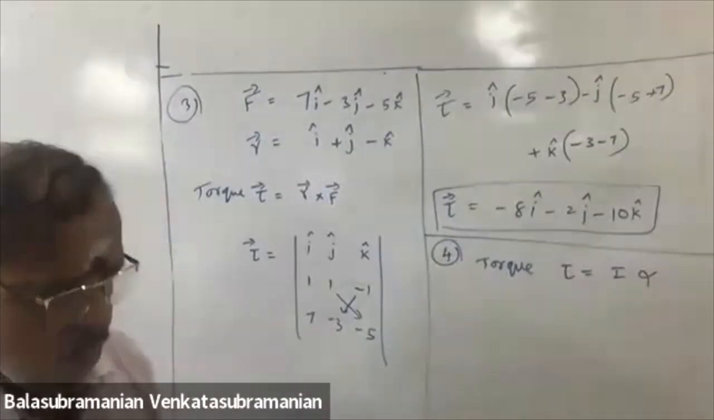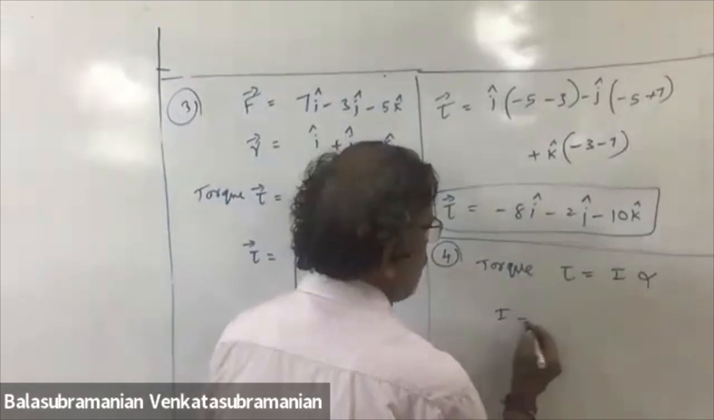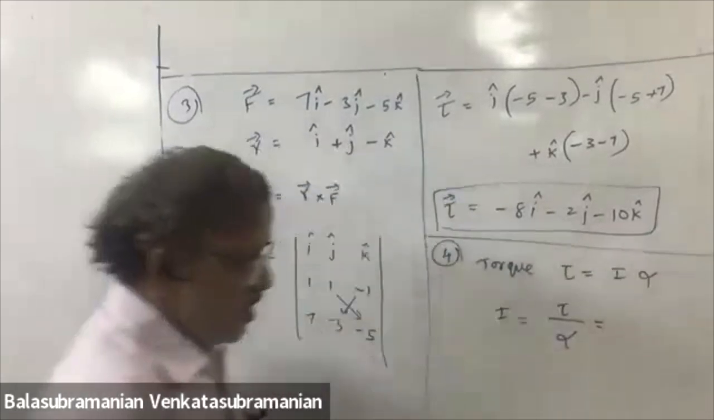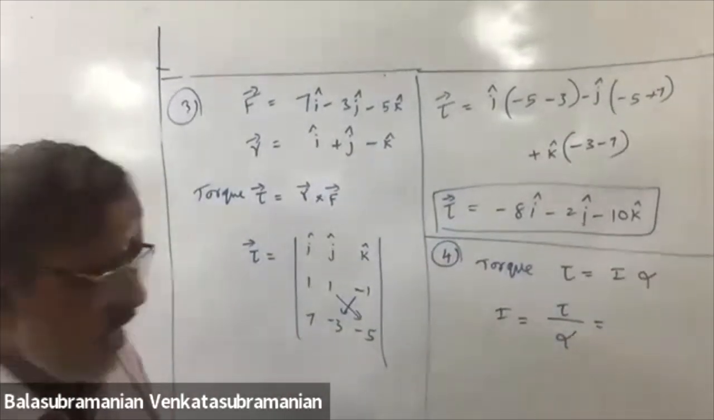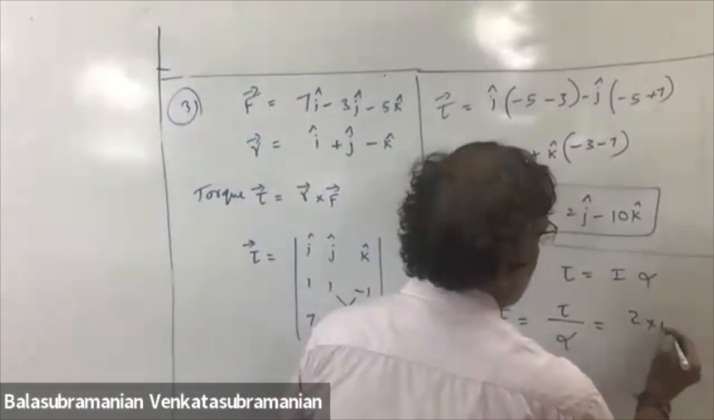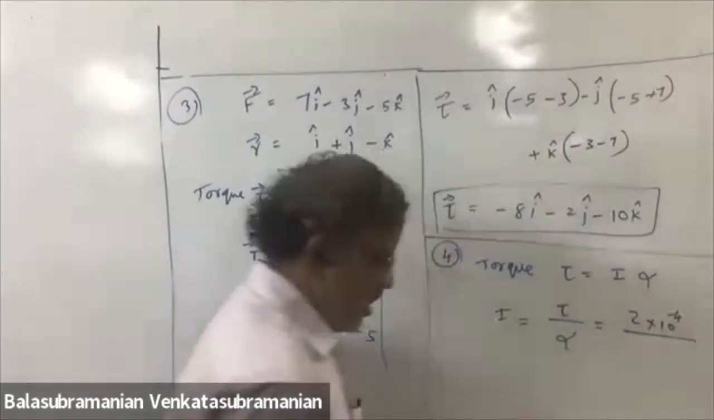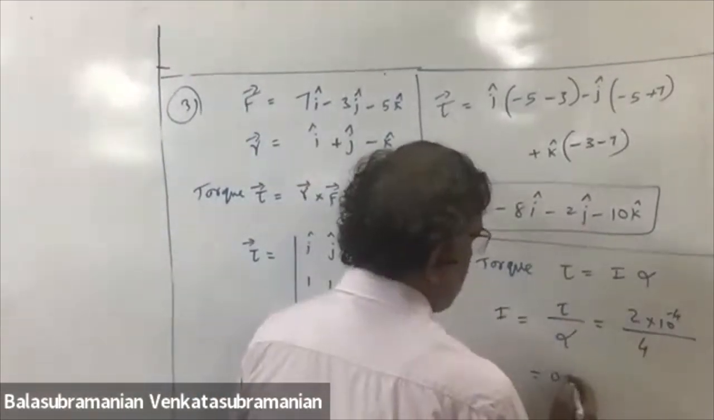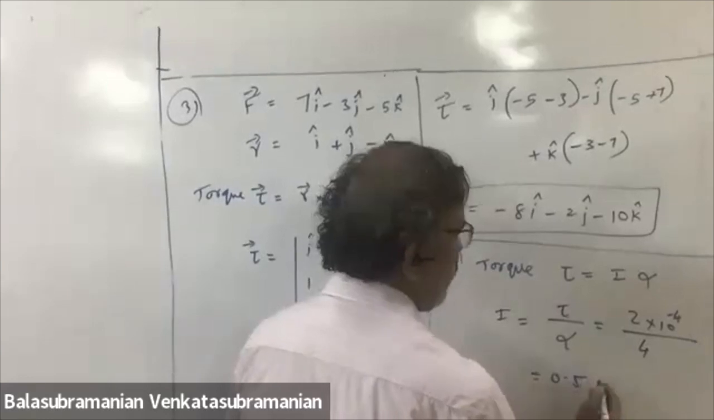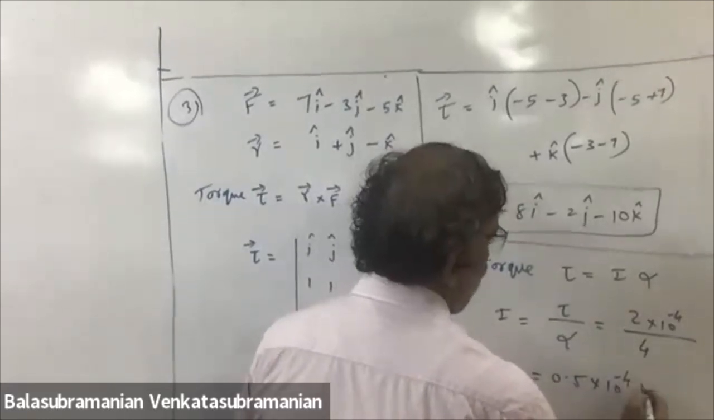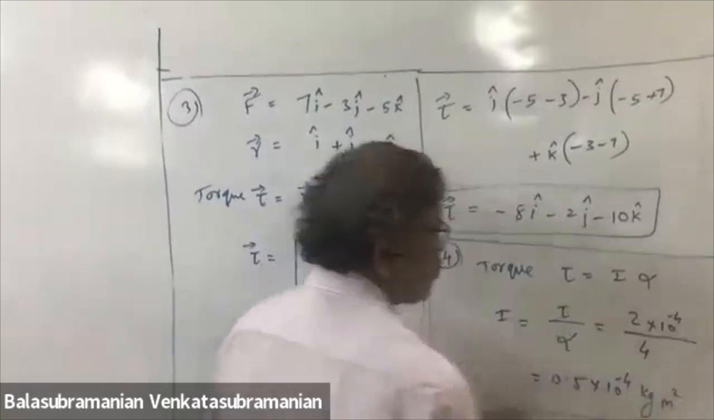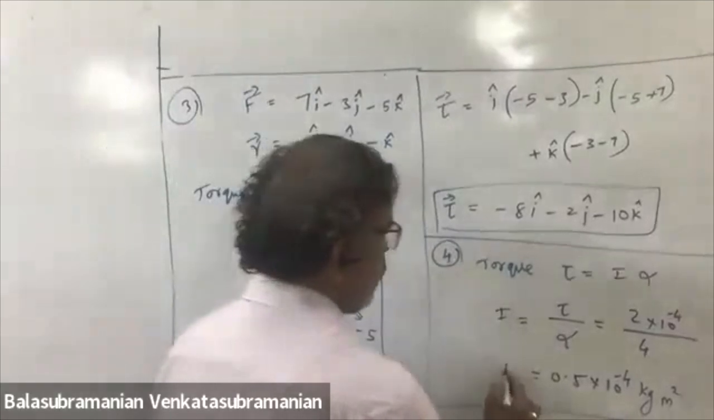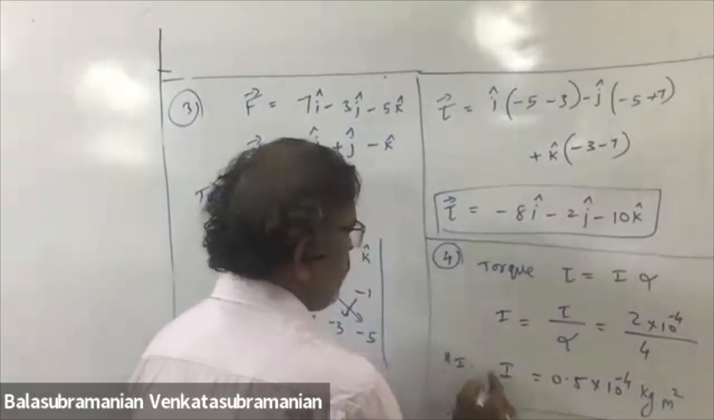What is asked here? Moment of inertia is asked. Tau is equal to, sorry, I is equal to tau by alpha. What is tau given? 2 into 10 power minus 4 Newton meter by alpha value 4 radian per second square. So I can write 2 by 4, 1 by 2.5, 10 power minus 4 kilogram meter square. That is moment of inertia of the body.